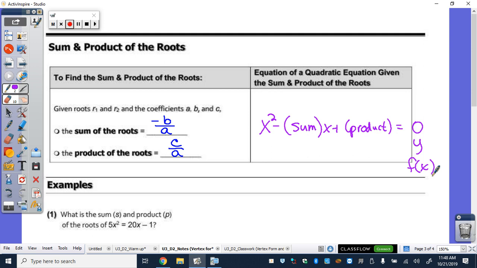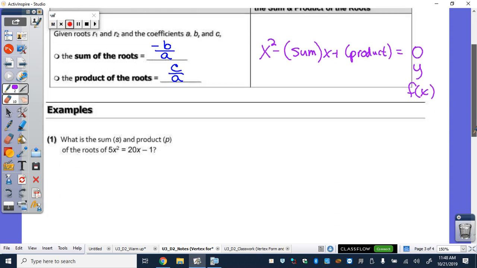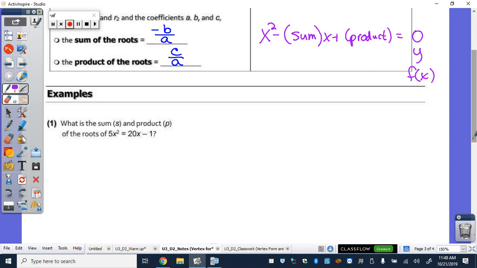So let's play around with this. Let's try it out a little bit. Number 1, what is the sum and product of the roots of 5x squared equals 20x minus 1? First thing we got to do is get it in standard form, get it equal to a 0. So I would subtract 20x and add 1. So we get 5x squared minus 20x plus 1 equals 0.